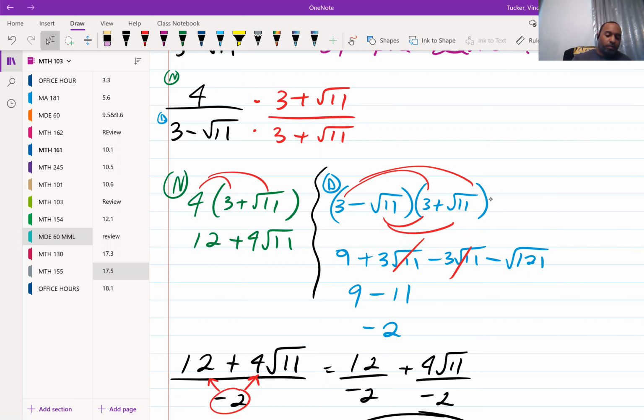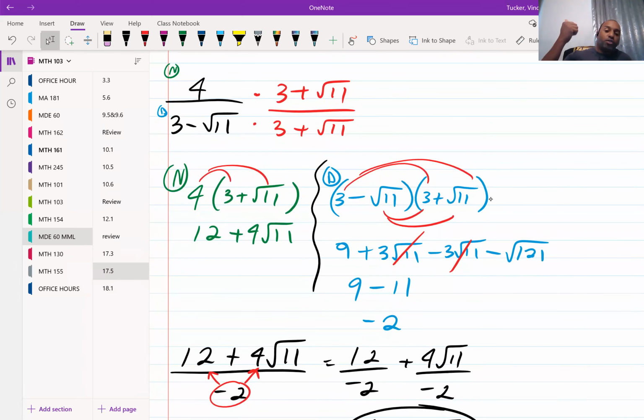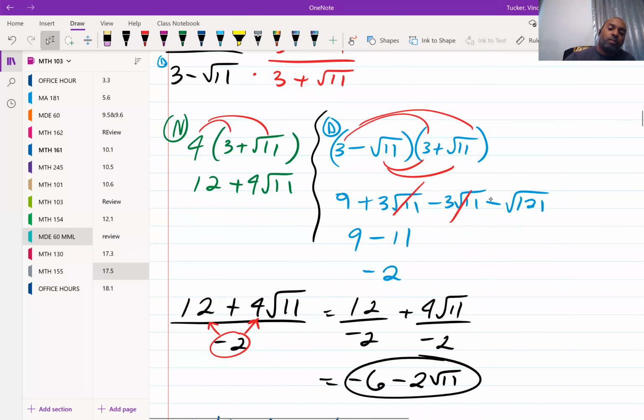All right. So notice the negative 2, whatever's in your denominator has to go into each numerator term. So that's what I did here. That gives us 12 over negative 2 plus 4 square root of 11 over negative 2. And that'll be negative 6 minus 2 square root of 11.